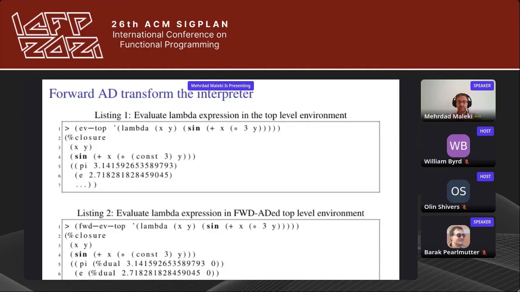But forward application, forward evaluation of this expression also gives us the same closure. But how does it help us to calculate the derivative?